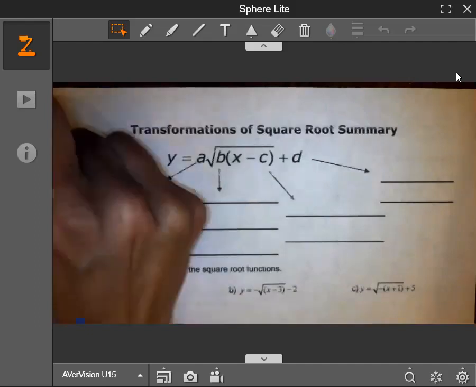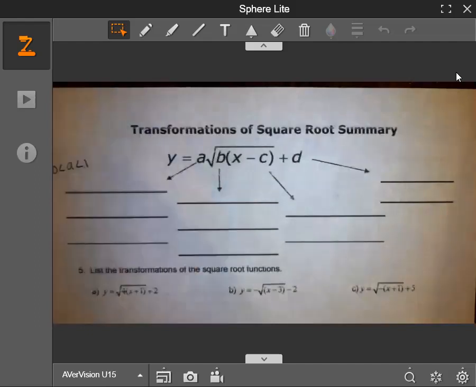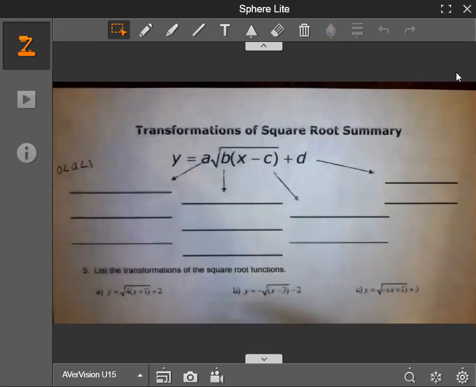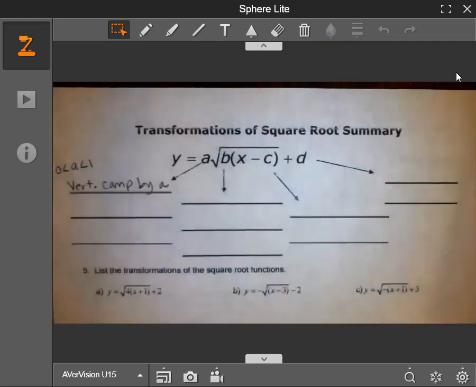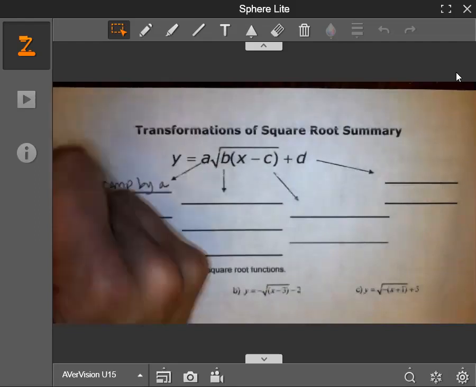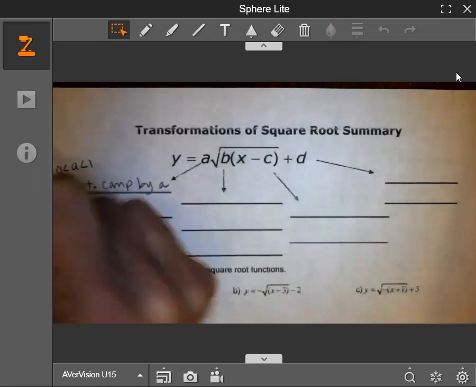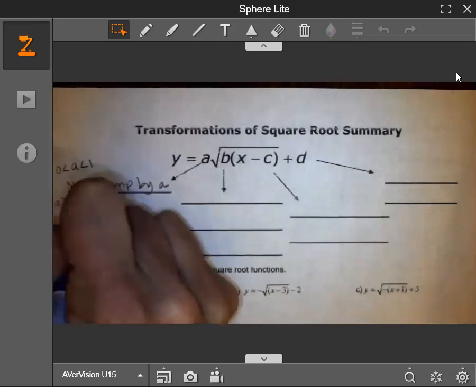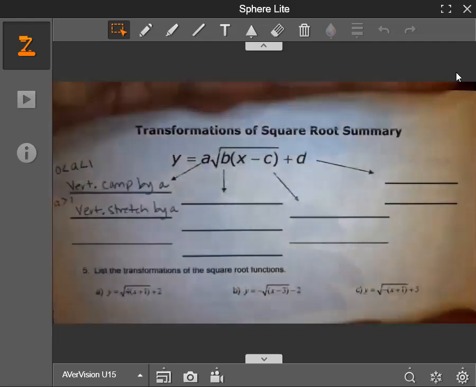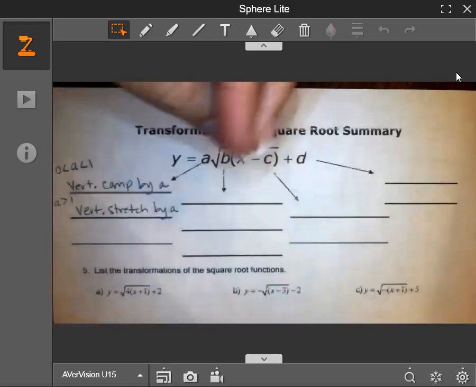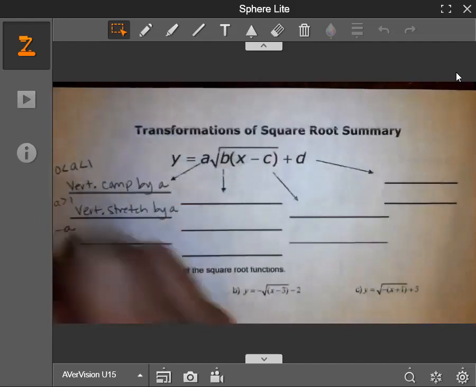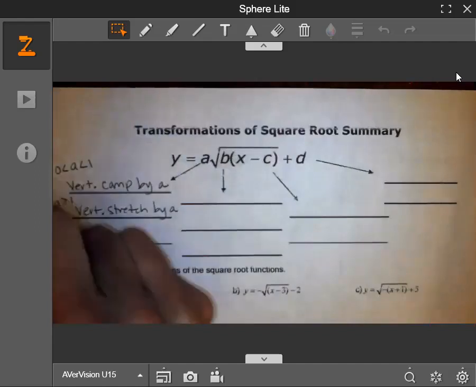So when our A value is between 0 and 1, that is a vertical compression by the A value. That means we're going to take our Y values from our parent function and multiply them times A. If our A value is bigger than 1, it is a vertical stretch by A. For vertical compression, you're squeezing in from the top. For vertical stretch, you're taking it from the bottom and pulling up and down. And then the last one, if the A value is negative, it is a reflection across the X.